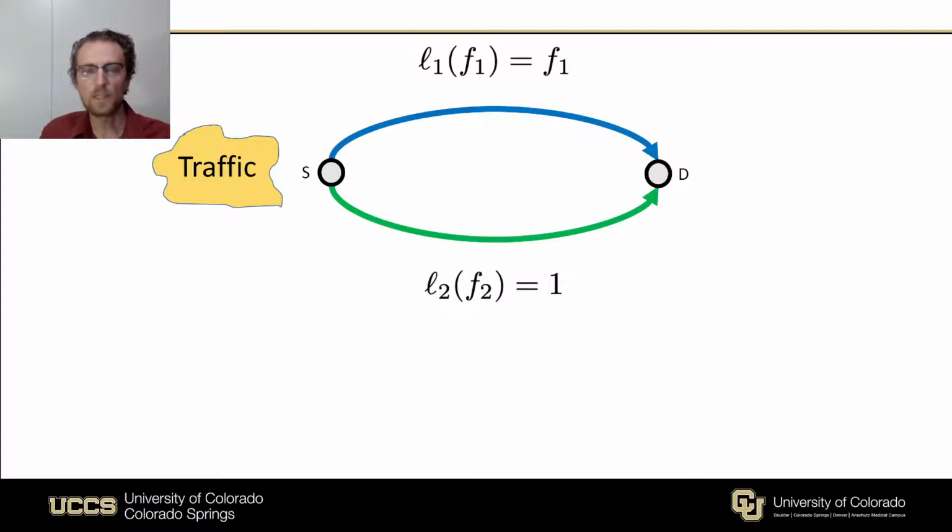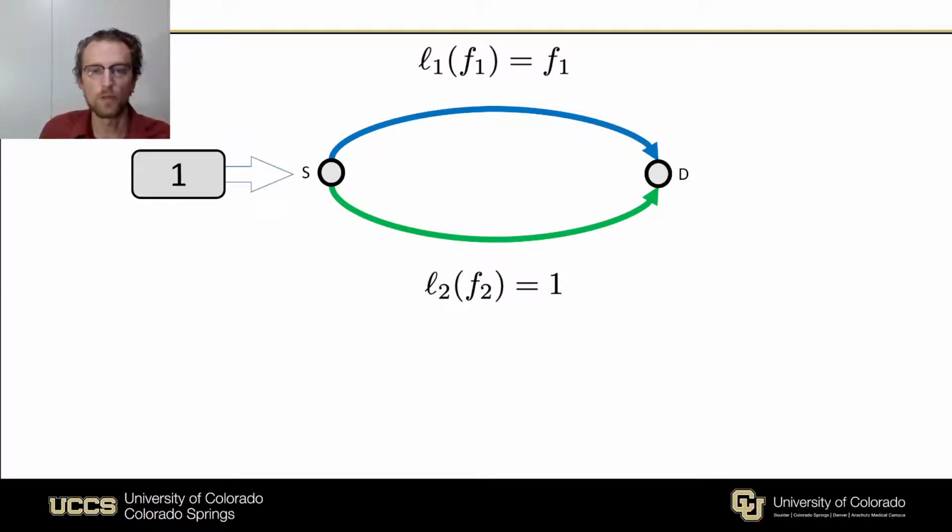In this one, the upper latency function is linear. So if everybody is using that road, it's costly. But if nobody's using that road, it's cheap. It's a fast travel. And then the lower road is a constant latency road. So it's always slow, no matter how many people are using it.